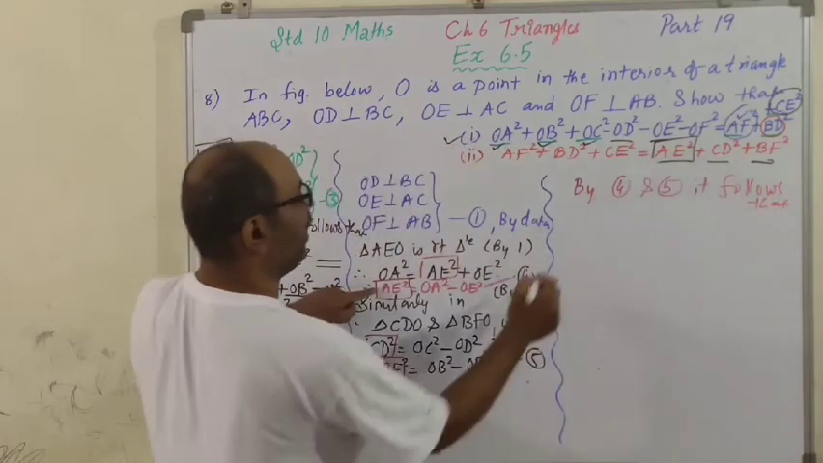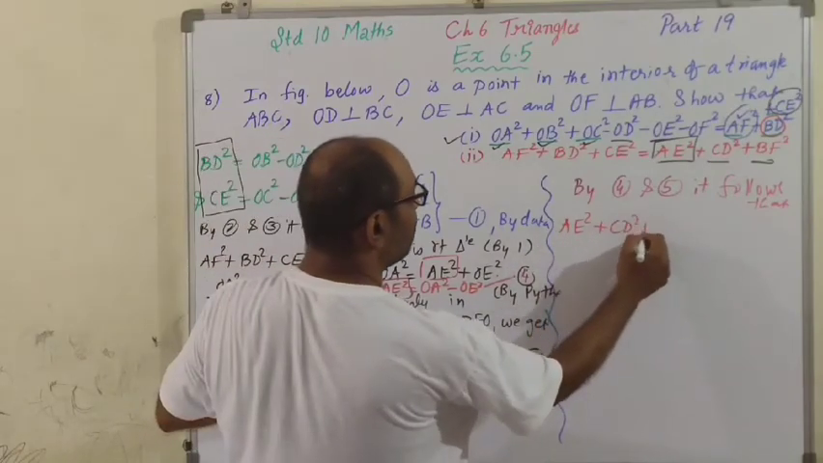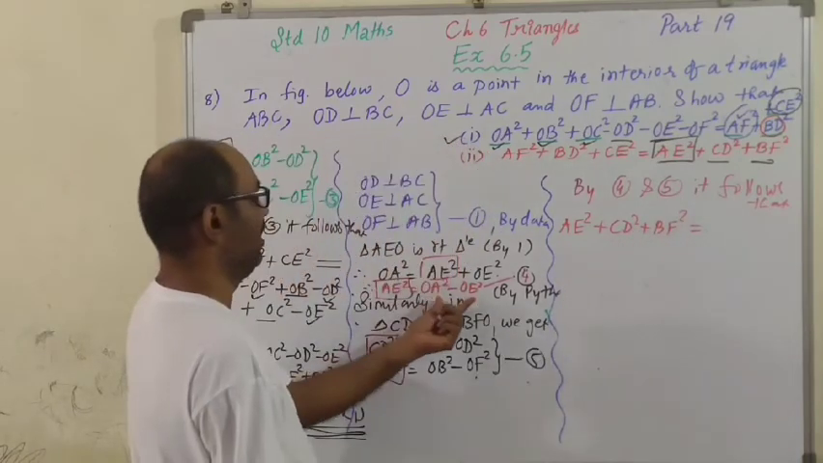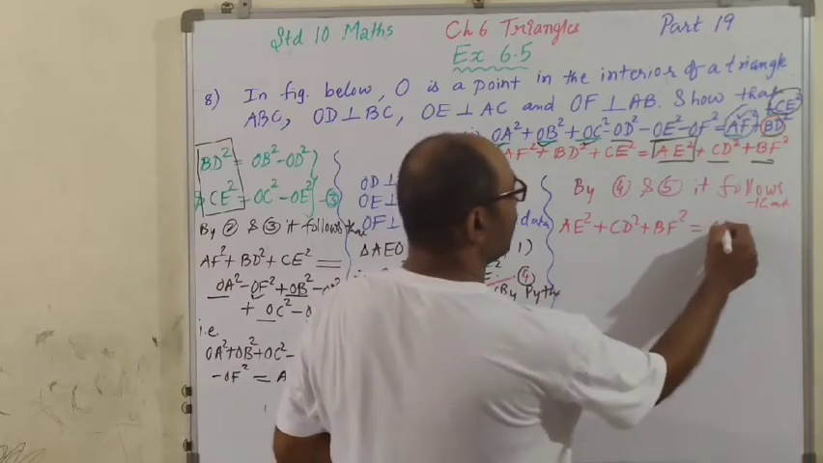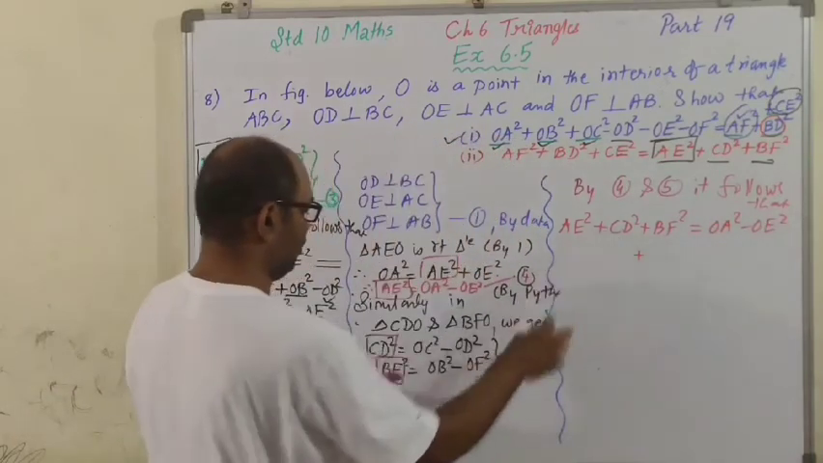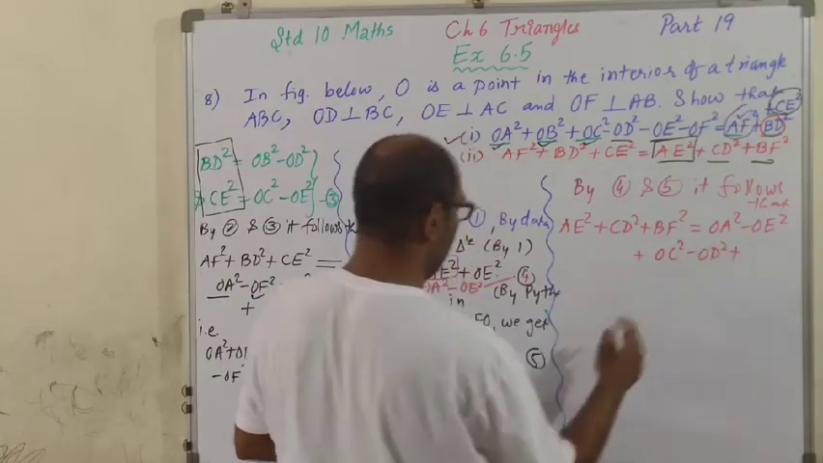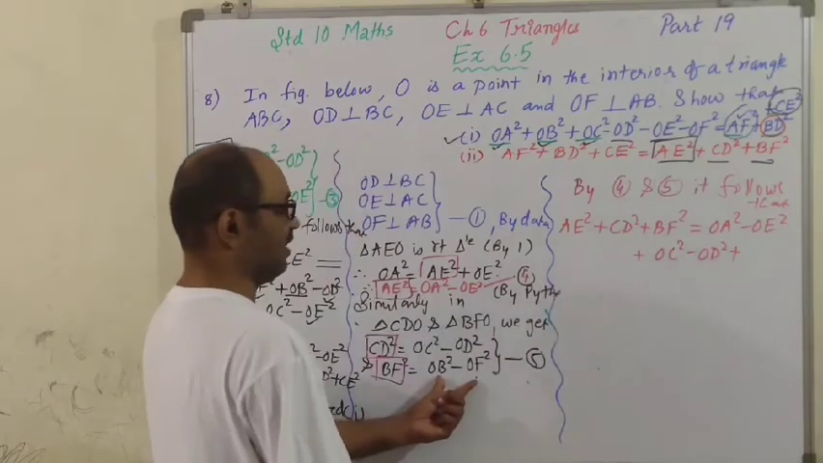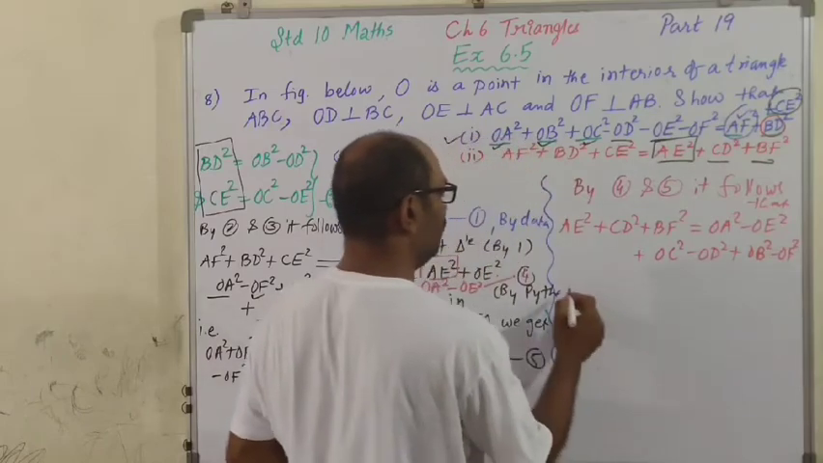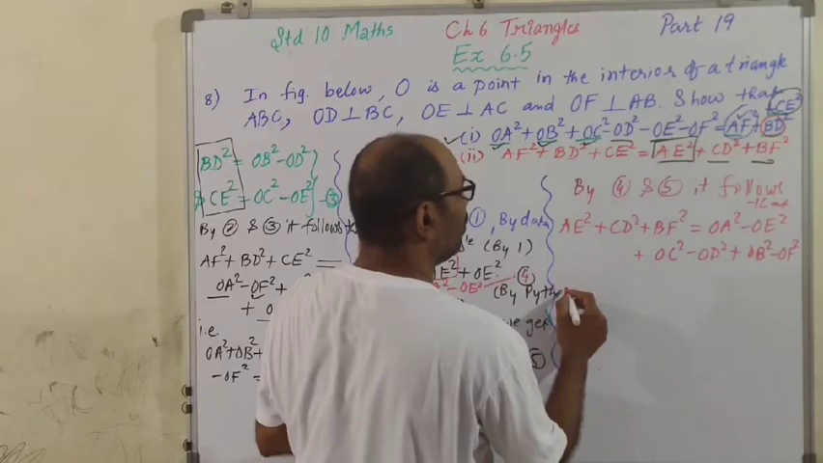Left hand side, AE square plus CD square plus BF square is equal to, now right hand side, OA square minus OE square plus, now this CD square, right hand side, OC square minus OD square plus this BF square, right hand side, OB square minus OF square. I am writing the left hand side of the right hand side.